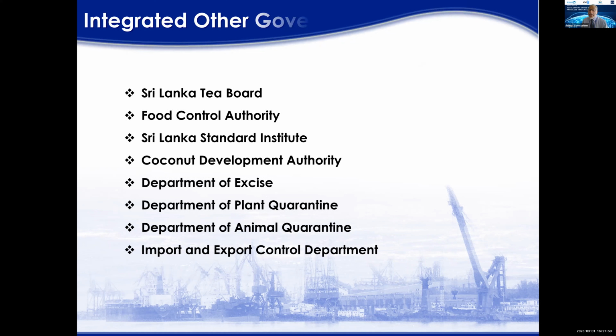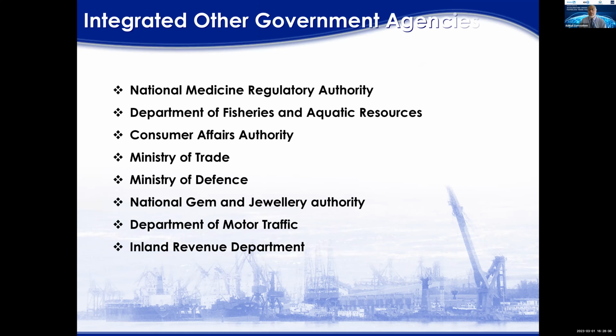So we have so far connected Sri Lanka Tea Board, Food Control Authority, Coconut Development, Department of Excise, Department of Inland Revenue, Department of Motor Traffic, and all the state sector organizations into the Customs system. And we don't need any paper documents at the moment. They just need to contact that particular organization or government department and submit their document through an e-system. And the same will be reflected in the ASYCUDA World system of Sri Lanka Customs. We give clearance through e-documents. We don't go through paper documents.